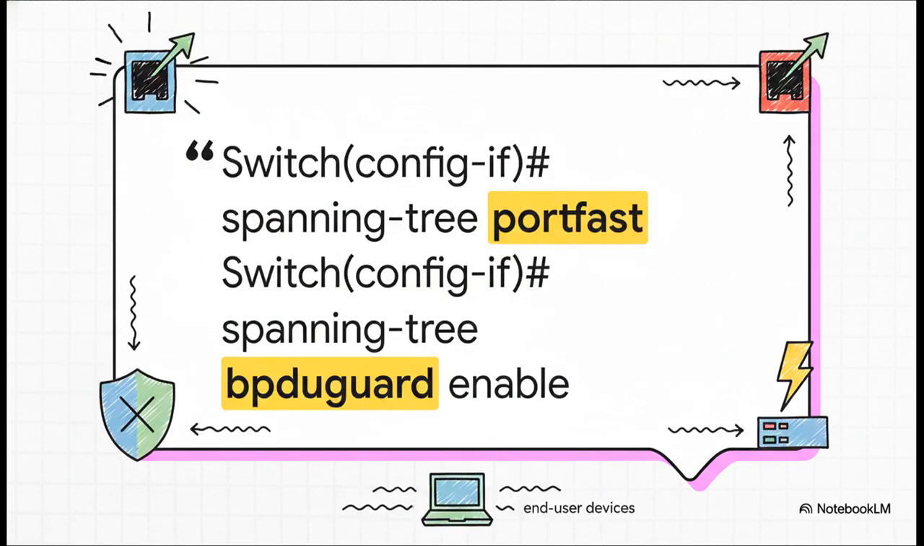And this step is just as important. For any port where a regular device, like a PC, connects, you enable these 2 features. PortFast is for speed. It lets the port come online instantly, without waiting for STP to figure things out. And BPDU guard is your security guard. It puts a rule on that port that says no other switch is allowed. If it ever sees a BPDU message from another switch, it knows some user has plugged in something they shouldn't have, and it instantly shuts the port down to protect the network.